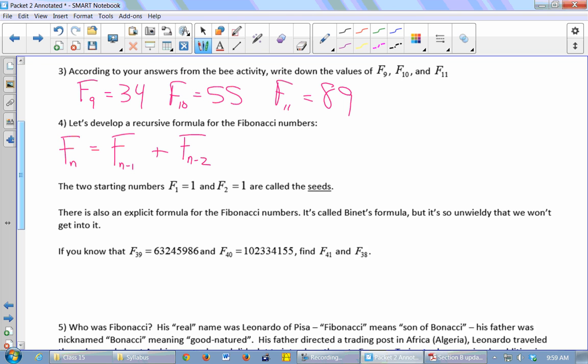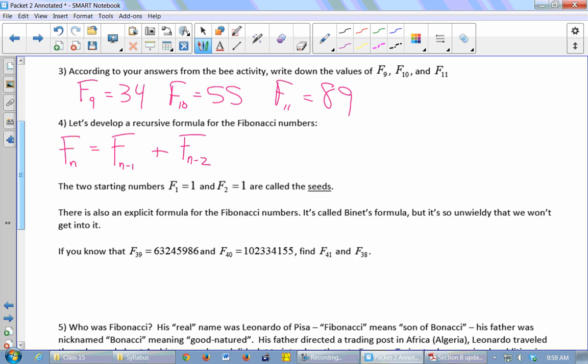There's also an explicit formula for the Fibonacci numbers. It's called Binet's formula, but it's so unwieldy that we're not going to even get into it. It's got all square roots and exponents and fractions. Not going to bother with it.